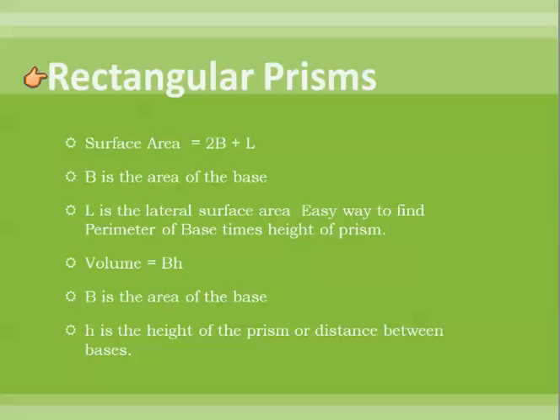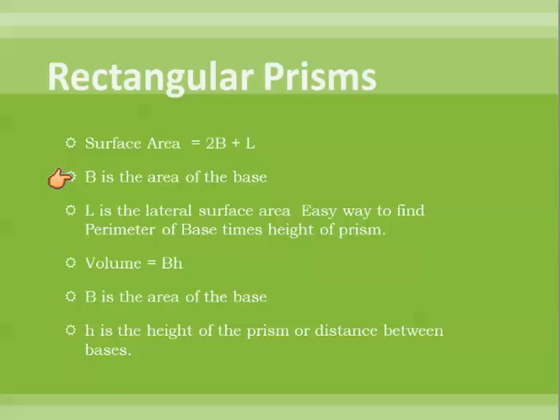First of all, we talked about rectangular prisms, and we talked about the surface area being 2 times the area of the base plus the lateral surface area. Now, B is the area of the base. When you're looking at these prisms, sometimes they're triangular bases, sometimes they're rectangular bases, sometimes they're square bases, and so forth. The base is one of the sets of sides that is the same on both ends.